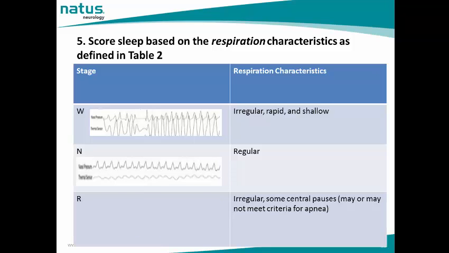In stage REM, the breathing pattern is irregular, with the occurrence of some central pauses.